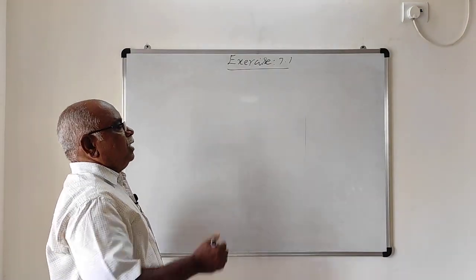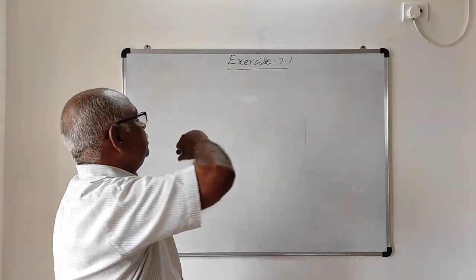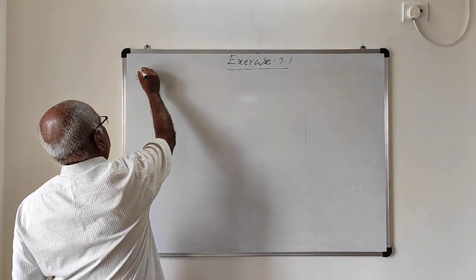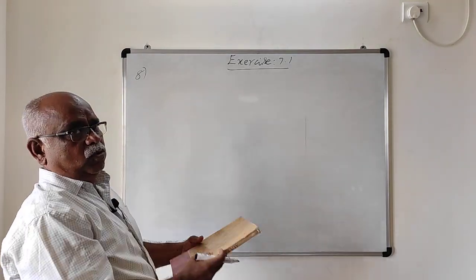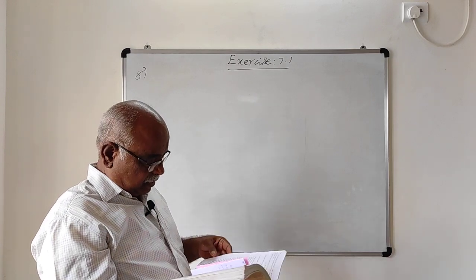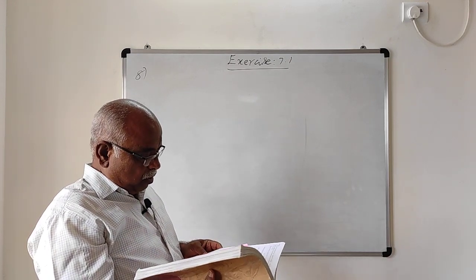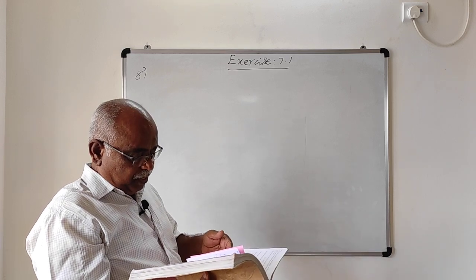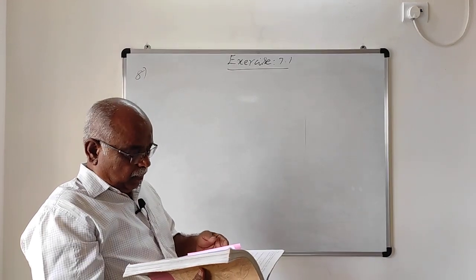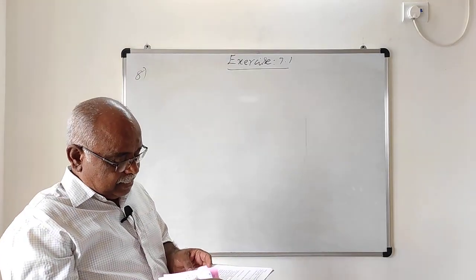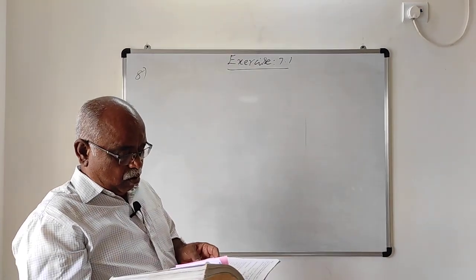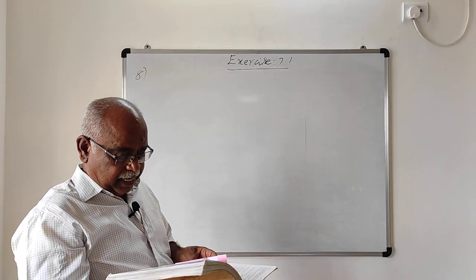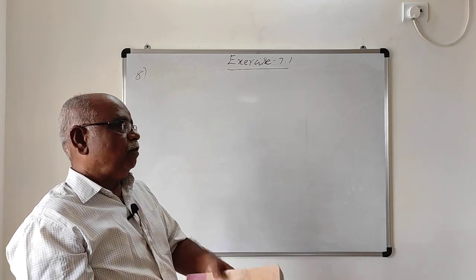Now I am going to continue the exercise 7.1. The problem number 8 is given. I am going to solve the problem number 8 in the exercise 7.1. A conical water tank with vertex down of 12 meters height has a radius of 5 meters at the top.